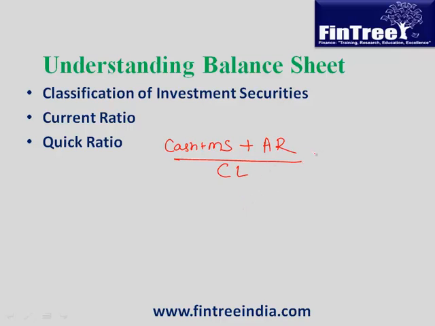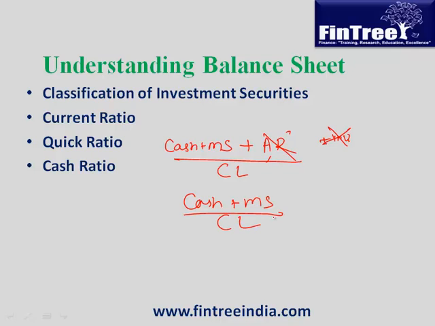current liabilities. What we have not added to the numerator is inventory. The intuition behind this is that inventory takes the maximum time to get converted to cash, so we want to be more conservative, and we are not going to add inventory. And then the cash ratio, where we are not even going to add accounts receivable. So we will simply have cash plus marketable securities divided by current liabilities.